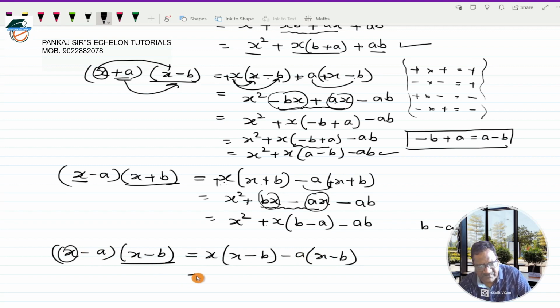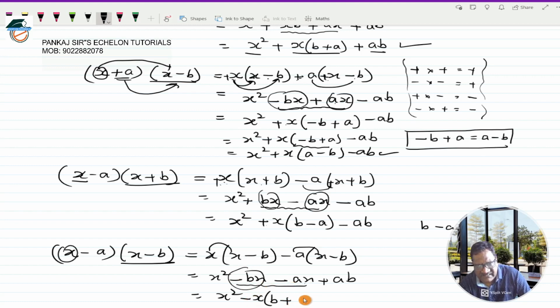Now coming to the next step, x into x, x square. Now plus into minus is minus, x into b is bx. Then coming here, plus into minus is minus, a into x is ax. Then minus into minus is plus, a into b is ab. Last but not the least, x square. Now from here I will take minus x as common. So when minus x is taken from the first term, b will be left over here, and from the second term when minus x is taken away, you'll be left with a. So a plus b, and then plus ab.